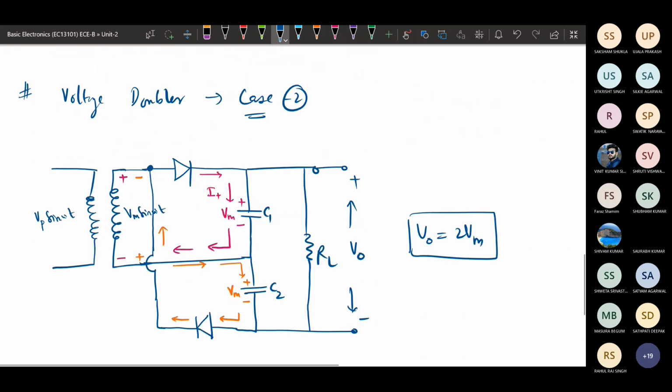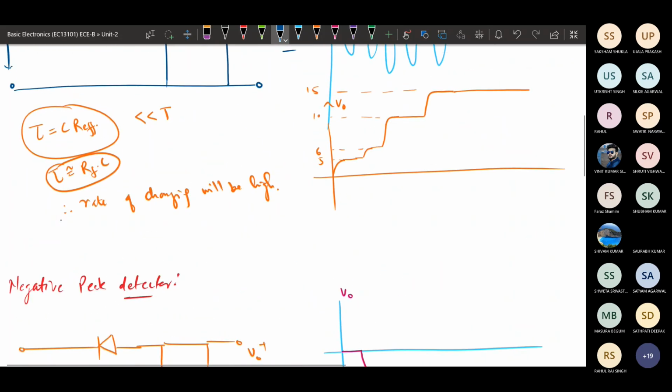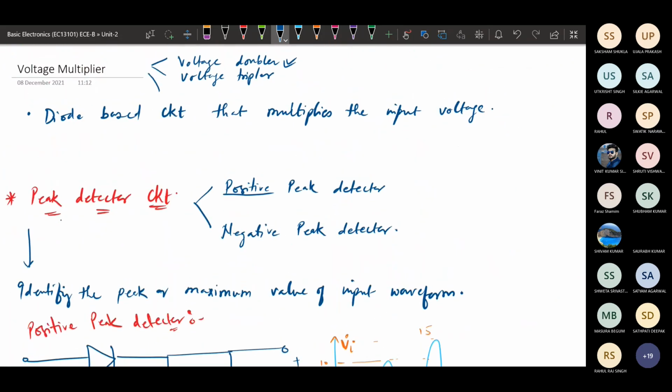So this is all about your multiplier circuit. So in the next topic, in the next class, we will be going with the Zener diode and how this Zener diode acts as a voltage regulator in different circuits. Okay. So if anyone is having any doubt, you can ask.